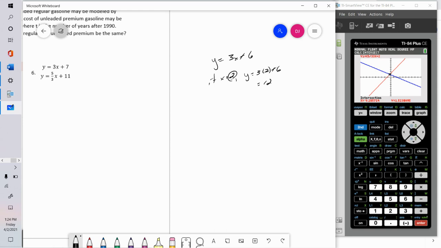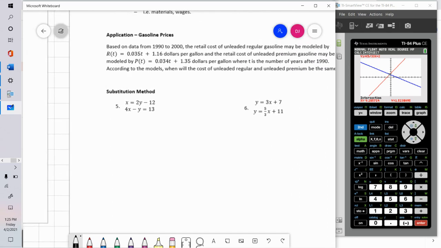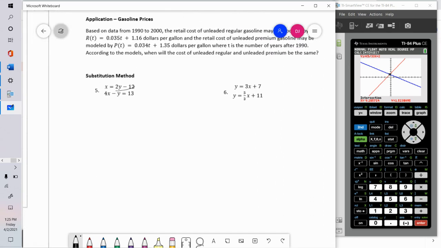We're used to taking a value for x and plugging it in. The only difference here to that concept is that x does not equal a numerical value. x equals an algebraic value of 2y minus 12. It doesn't matter. I can still take this algebraic value, x equals 2y minus 12, and substitute that here in for the x. So 4 times x, which is 2y minus 12, minus y equals 13. Notice now that this resulting equation only has one variable in it. So I can solve for that one variable.